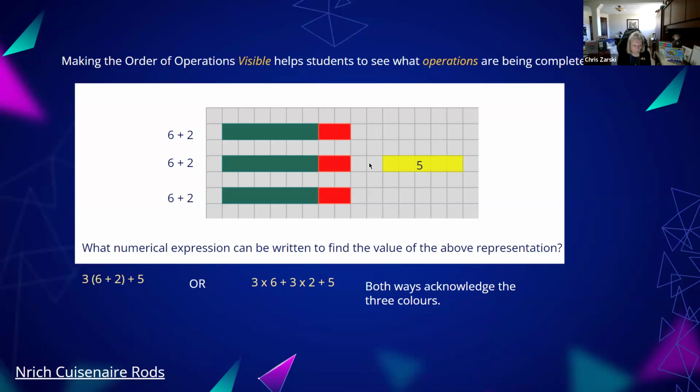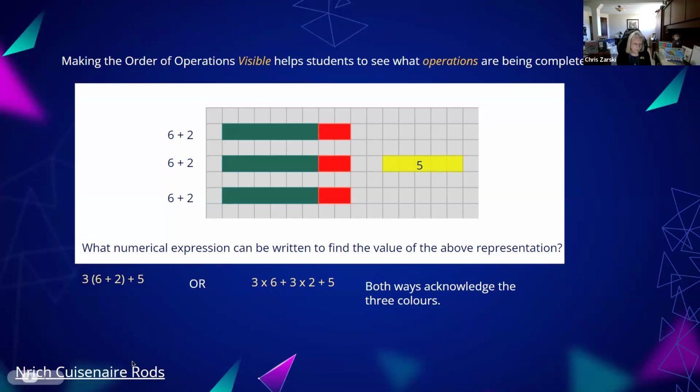And my loner at the end, which is the plus 5. Either way, either one of these, I'm going to get the same value as I move through. So both ways acknowledge the multiple groups, repeated colors that are in there, and I use parentheses or I use repeated multiplication when in addition to solve that.